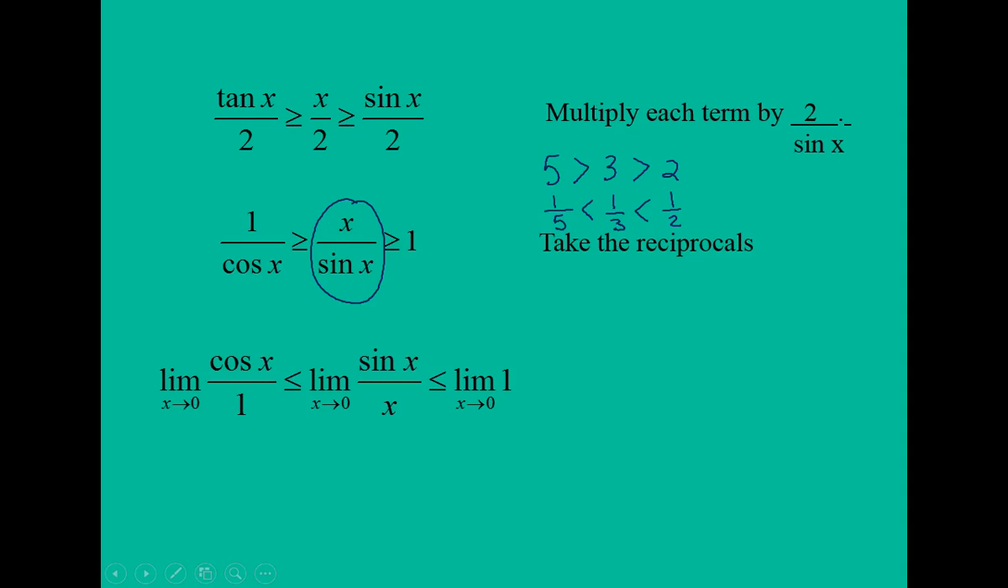So now that we've taken the reciprocal, we can take the limit of each one of these intervals as x goes to 0. And we know the limit of the cosine of x as x goes to 0 is 1. We know the limit of 1 as x goes to 0 is 1. Therefore, we can conclude that the limit of the sine of x divided by x as x approaches 0 equals 1.